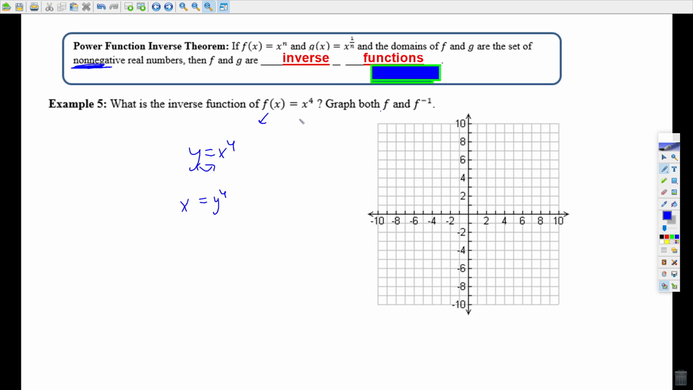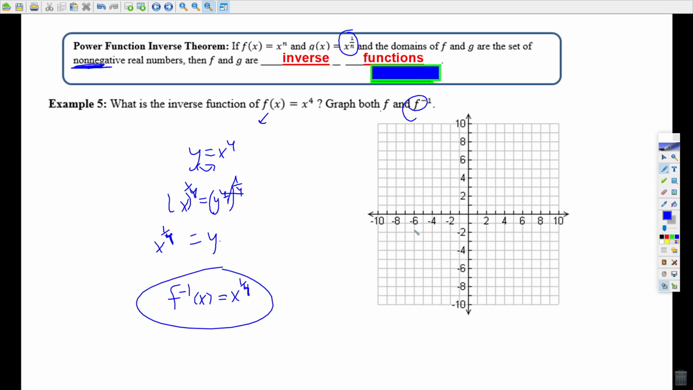Get rid of this 4th power. I'm going to use this property up here. We're going to flip this fraction on both sides, so make it over 1. Flip it, make it 1/4. Do it over here, 1/4. These go away. So you get y equals x to the 1/4. I'm going to replace it with my inverse answer up here. So I'm going to write this as f inverse of x equals x to the 1/4.